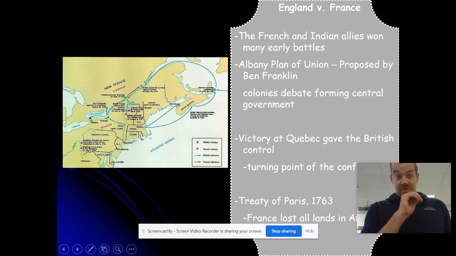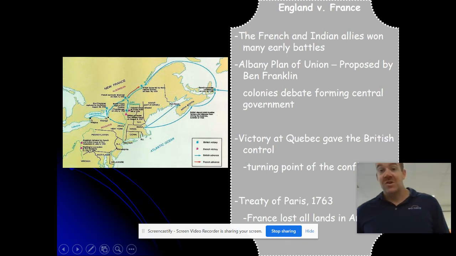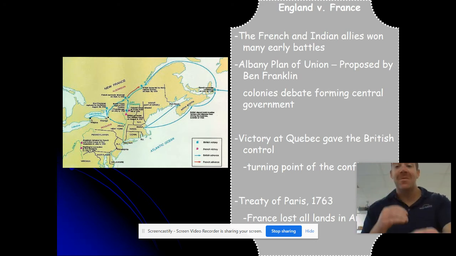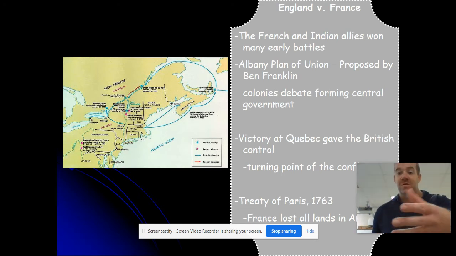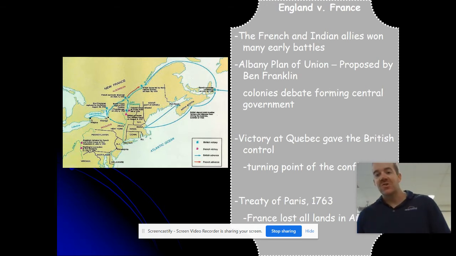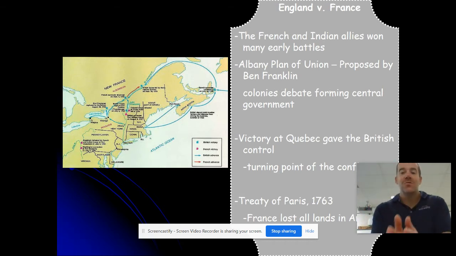To start, the French and Indians won a lot of battles. So what's happening here? This is where the assignment begins. The French and Indians are winning a lot of battles, so the colonists say, wait, we need to unite if we're going to defeat the French.